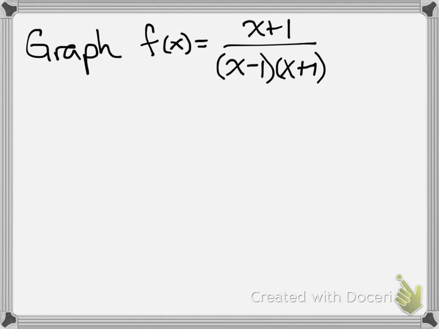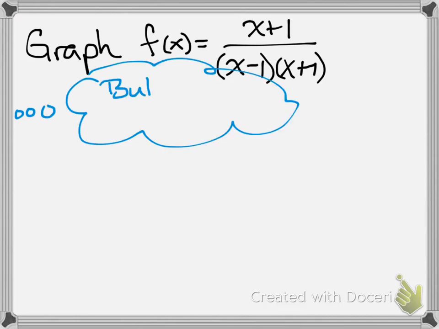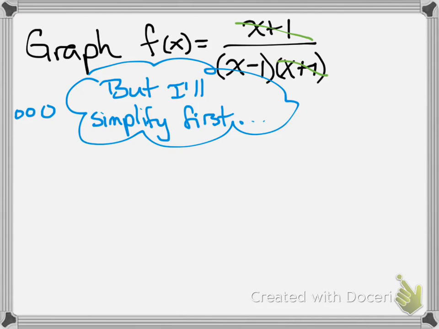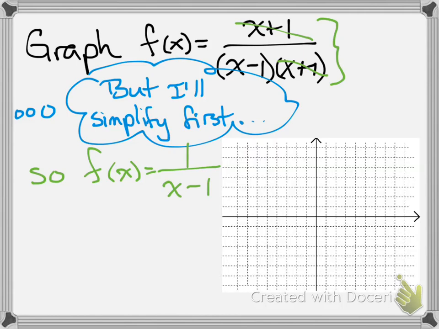Well, I've got x plus 1 on top, x plus 1 on the bottom. So what if I simplify it first? If I simplify this, x plus 1 and x plus 1 cancel, and we get that f of x is the same as 1 over x minus 1. However, whenever we do any canceling like this, we should remember that there's something weird that goes on. But let's see what the graph looks like.